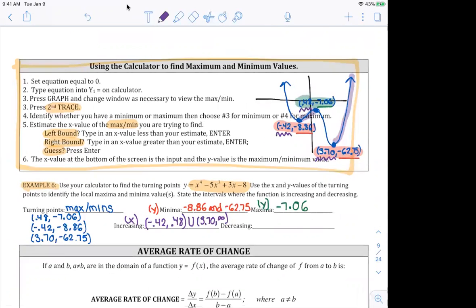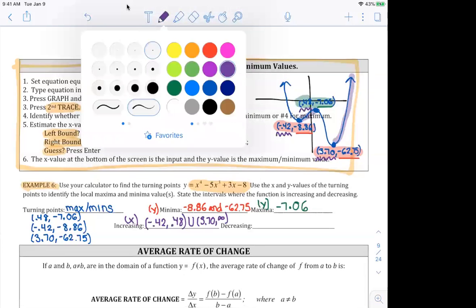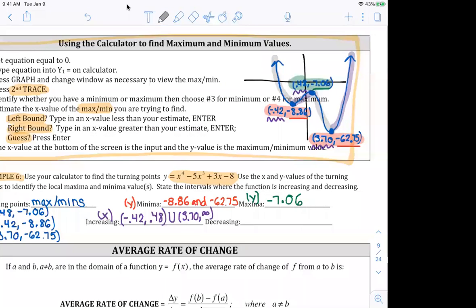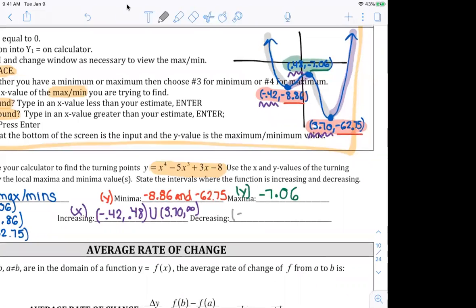We also have to look at the decreasing portion. If we take a look at the decreasing portion, from left to right, this is going down. There's 2 parts that are going to be decreasing. So when I write those again, you're doing the X's. So it's from negative infinity up until negative 0.42. Union, the next spot that I did in gray is, sorry, it's not negative, it's positive 0.48 up until, if I follow that line down, 3.70.